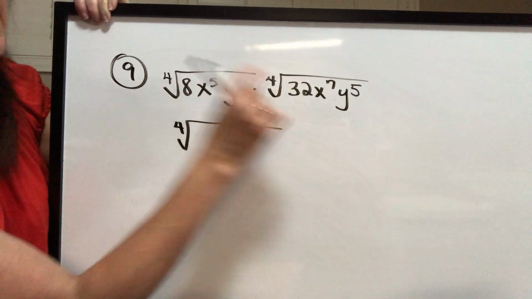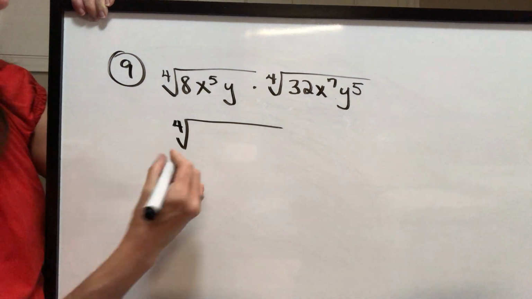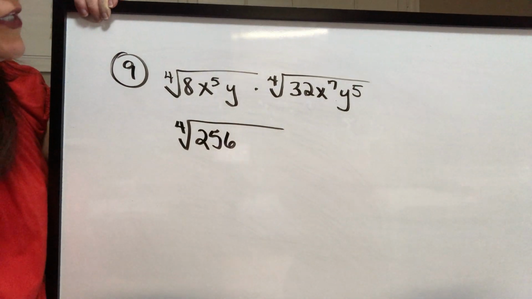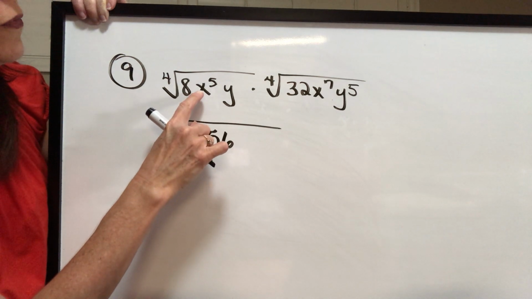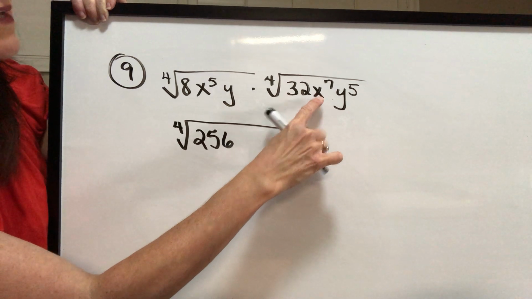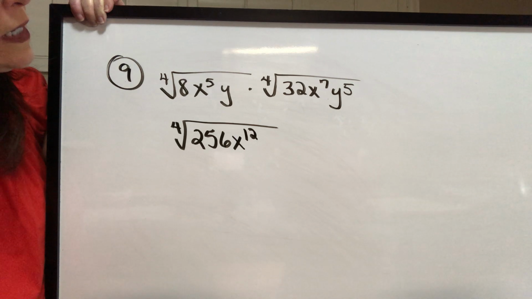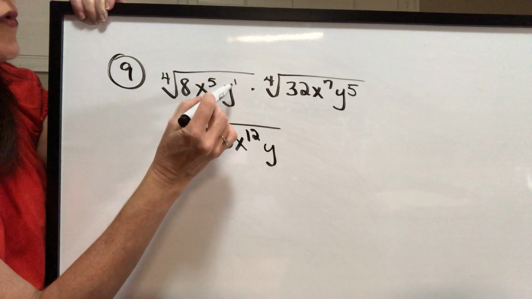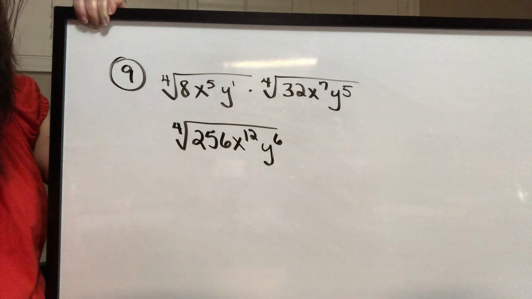So 8 times 32. You would need to get your calculator and multiply 8 times 32, and you would find that to be 256. Now you will look at your exponents. So we studied exponents last 9 weeks. So you add exponents when you're multiplying. So x to the 5th times x to the 7th would be x to the 12th if you add the exponents. And then for the y, if you don't see an exponent, remember this is like a 1 here. So y to the 1st and y to the 5th would be y to the 6th. Add exponents.